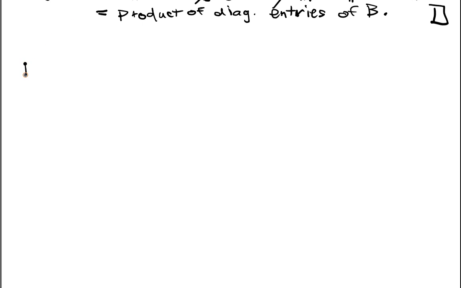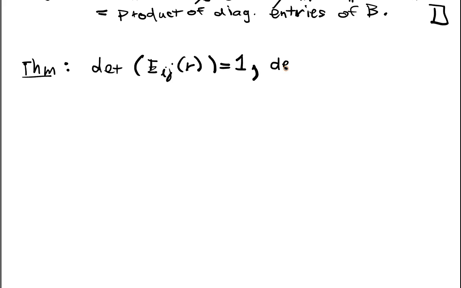So here's another theorem that tells us the determinants of our elementary matrices. First of all, we have the determinant of Eij(r). When I add r times row i to row j, that is going to be equal to 1. The determinant of Eij, where I'm interchanging row i with row j, is actually equal to -1.